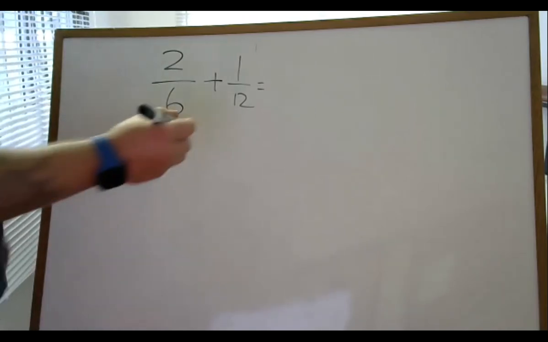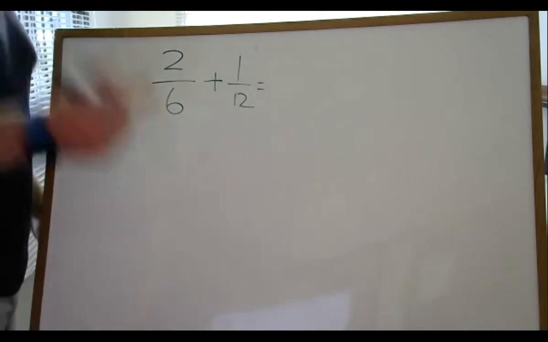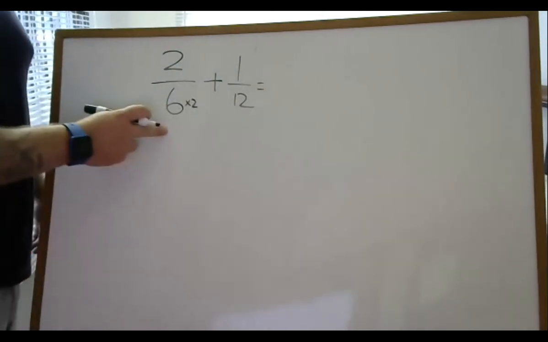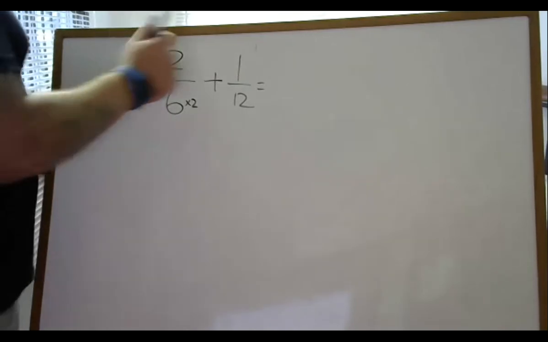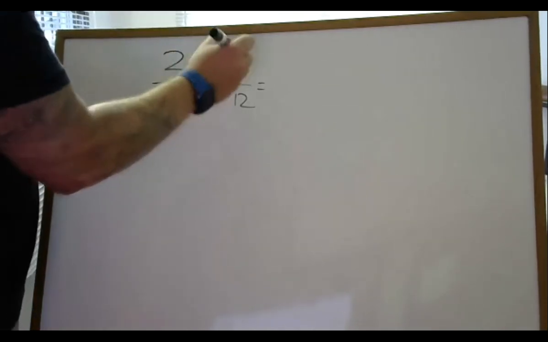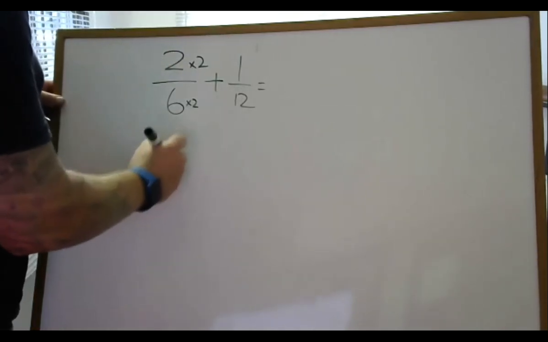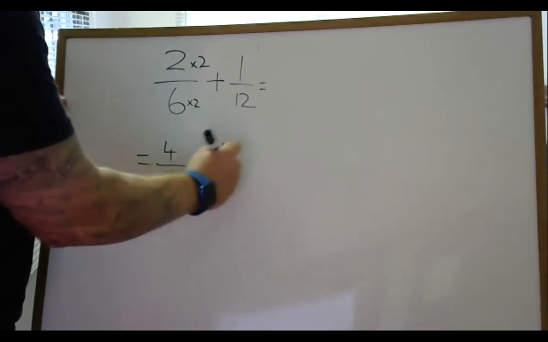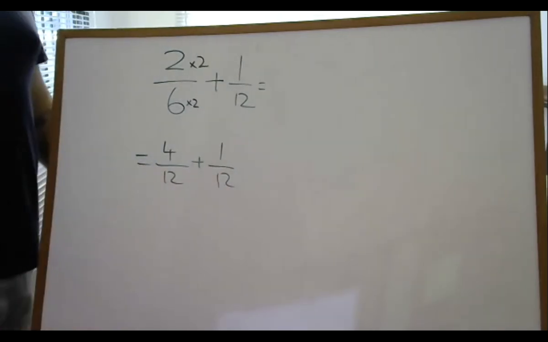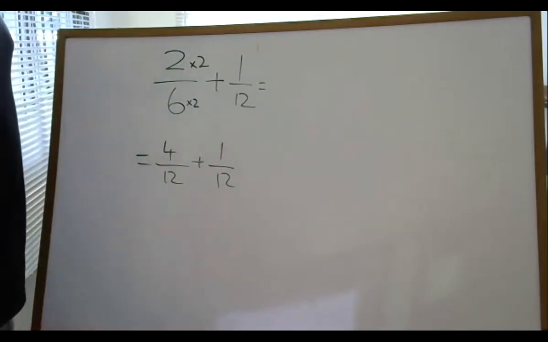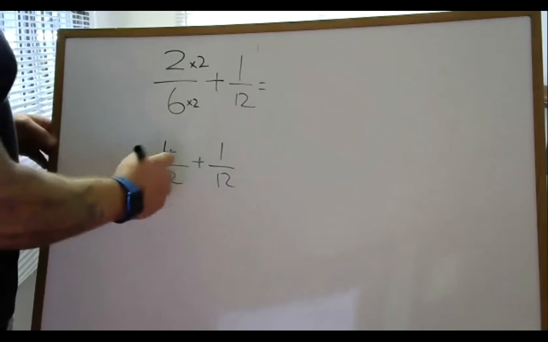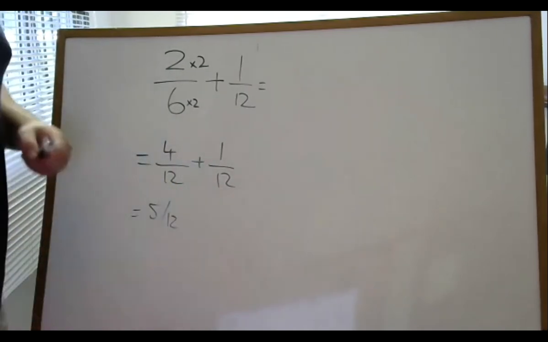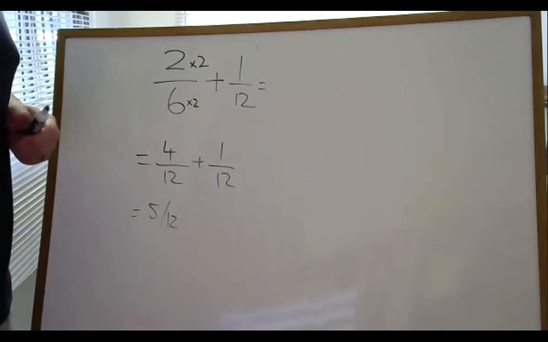So we need to find the highest denominator, being 12. So we do 6 times 2. But if we times the denominator, we have to times the numerator, which gives us 4/12, which would give us 5/12. Can we simplify that any further?